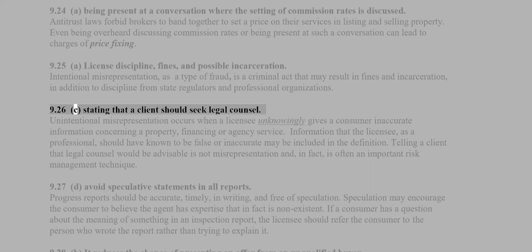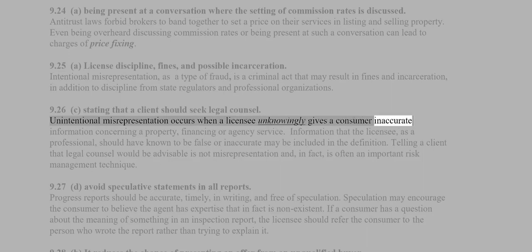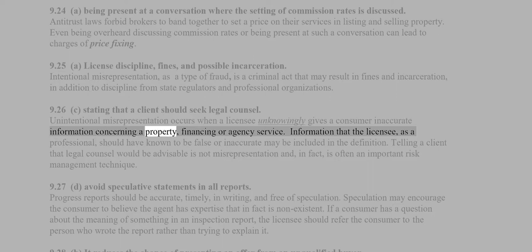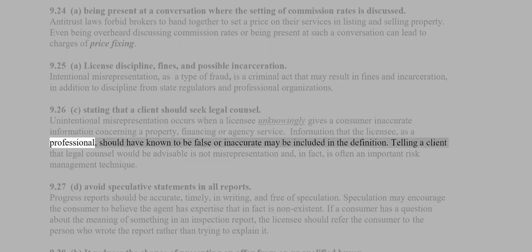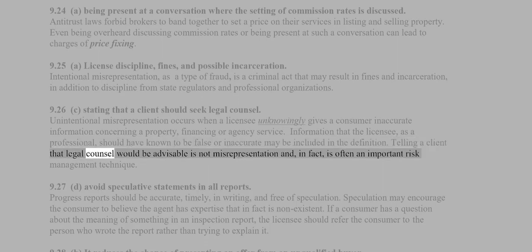9.26 c. Stating that a client should seek legal counsel. Unintentional misrepresentation occurs when a licensee unknowingly gives a consumer inaccurate information concerning a property, financing, or agency service. Information that the licensee, as a professional, should have known to be false or inaccurate may be included in the definition. Telling a client that legal counsel would be advisable is not misrepresentation and, in fact, is often an important risk management technique.